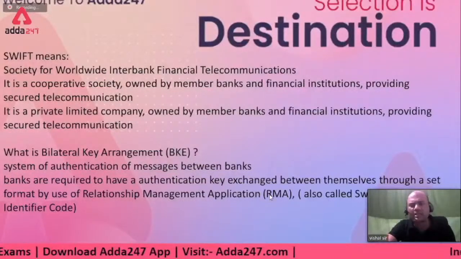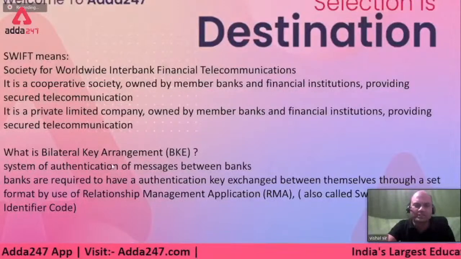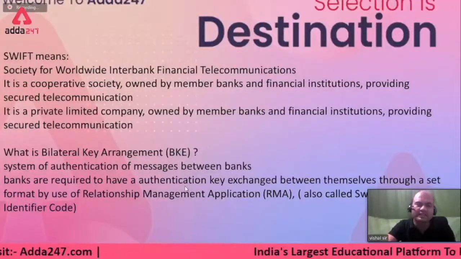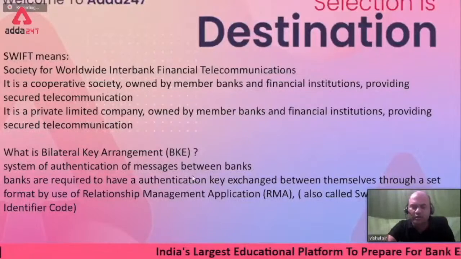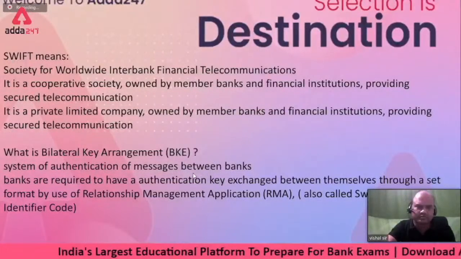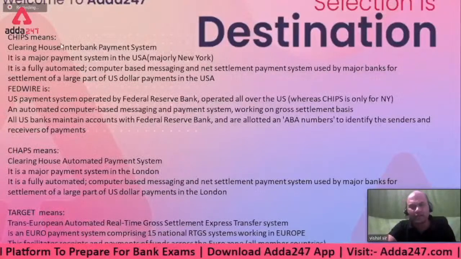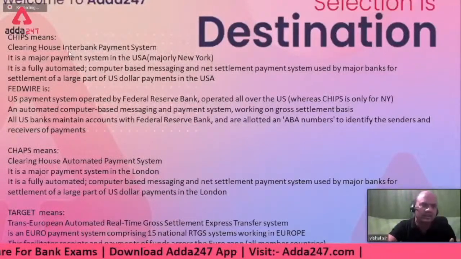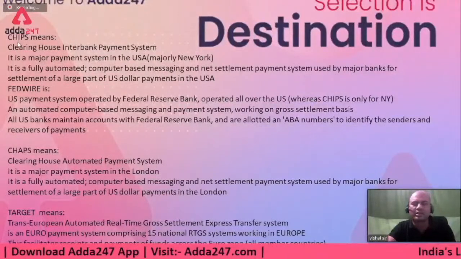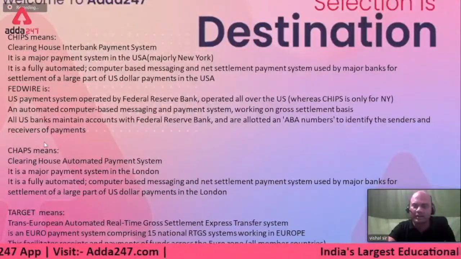Right? So I'll come to know that. So that is basically BKI, to know the authentication of the branch who is sending the message. Now next is CHIPS. What is CHIPS? Now we'll have these four things, four elements over here: CHIPS, CHAPS, Fedwire, and TARGET.